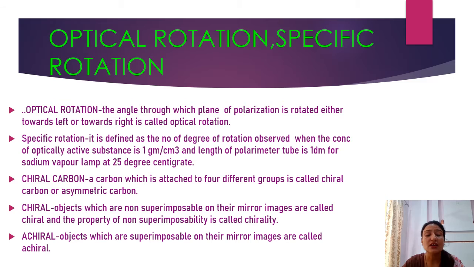Students, these are the small definitions which come in exams, in 1 mark questions for board exams, and 2 or 3 marks also, with differences. The differences between chiral and achiral. What are chiral carbons? What are achiral carbons? What is optical rotation and specific rotation? These are the small questions which are always present in the question paper of board 12th class.